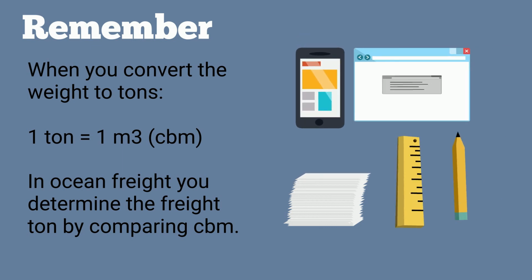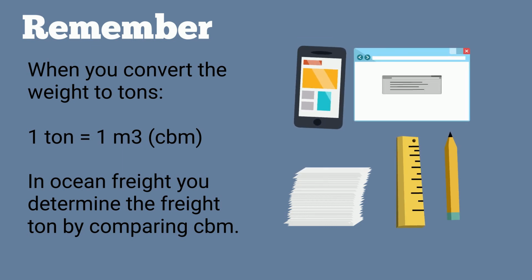Ocean freight is a little bit different from trucking and air. In trucking and air, when we looked at the chargeable weight, we determined it using a weight. In ocean freight, when you determine the freight ton, you're not comparing the weights, but actually the volume. That's why you have to convert to a ton from your weight. 1 ton equals 1 cubic meter. So when you are determining your freight ton, you need both your actual weight and your volume to be in the same unit, and that would be cubic meter. So 1 ton equals 1 cubic meter when it comes to weight. So that's how you determine your freight ton. It's a little bit different than everything else that we've done.